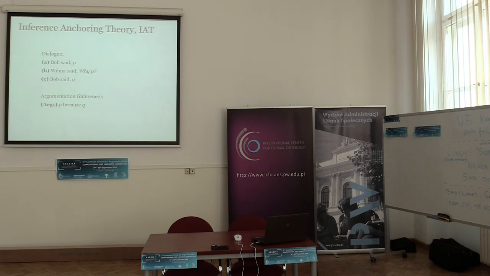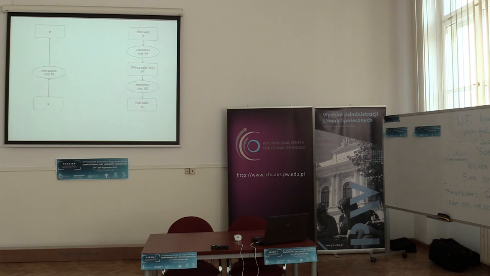So let us briefly look at this exchange. Bob is saying P, Wilma is saying why P, Bob is saying Q. The idea is that Bob is making an argument here and Wilma is challenging P. And this is the basic idea of the inference anchoring theory structure. So on the right hand side of the diagram, you have dialogue moves. Bob said P, there's a dialogue transition from what Bob said to what Wilma said. Wilma said why P, then Bob's answer is Q.